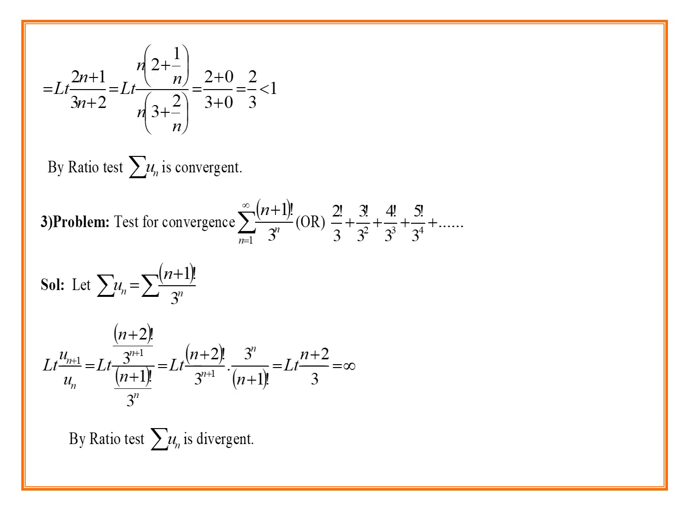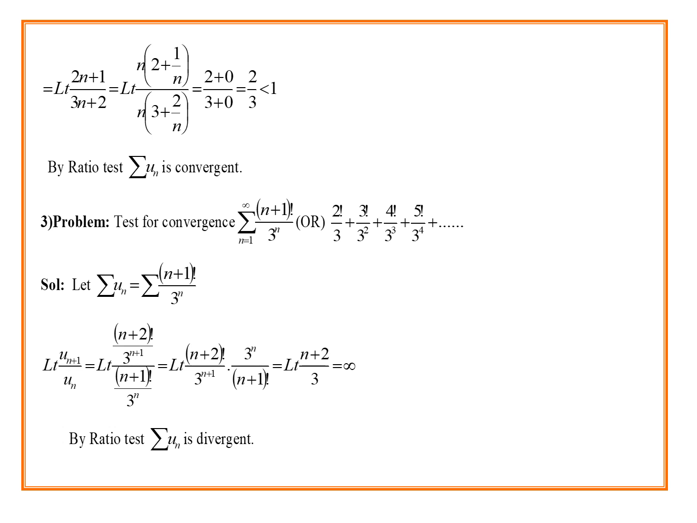That is equal to limit (2n plus 1) by (3n plus 2). That is equal to limit of, in the numerator, n taking common, 2 plus 1 by n; in the denominator, n taking common, 3 plus 2 by n. And n gets cancelled, and limit of 1 by n value is 0. So (2 plus 0) by (3 plus 0) is equal to 2 by 3. So limit of u of n plus 1 by un is equal to 2 by 3.